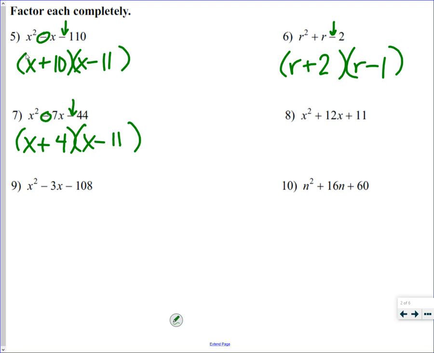For number 8, this tells me same signs. This tells me that those same signs are both going to be addition. Multiplies to be 11 and adds to be 12. Again, 11 doesn't have a lot of options. It's 11 and 1, and that does add to be 12.